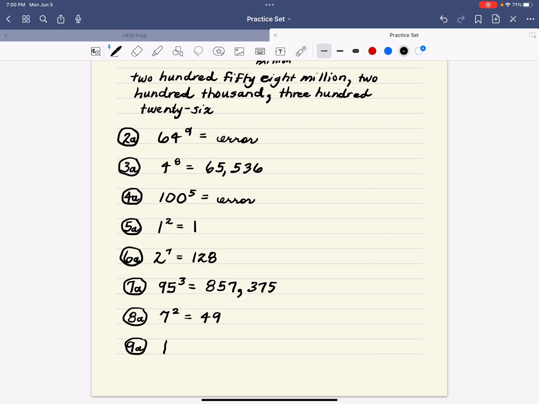9, we have 1 to the 6th power. And I'll tell you, if the base is 1, the answer's 1. It could be 1 to the 6 million power, and it will still just be a 1. Okay, 2 to the 4th power is 2 times 2 times 2 times 2. That is 16.